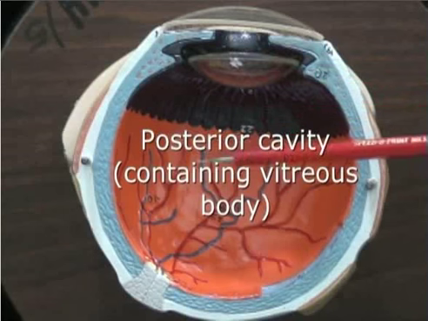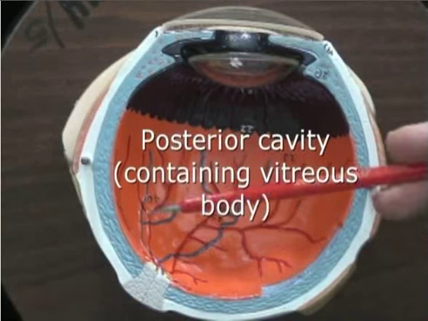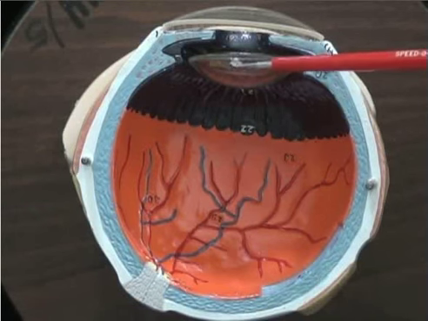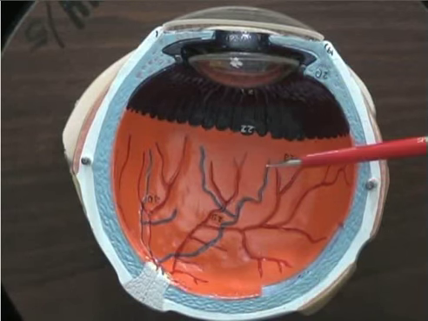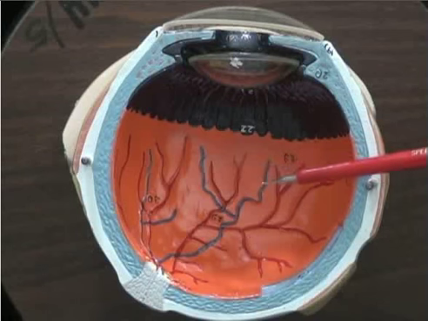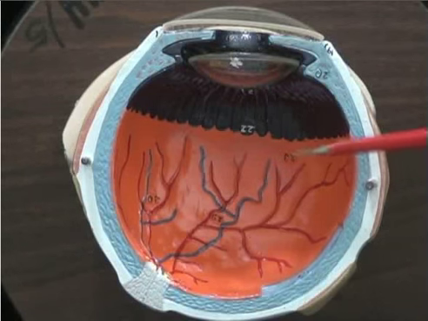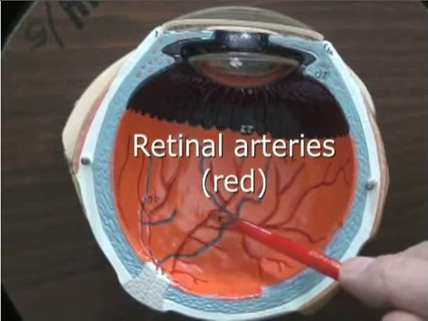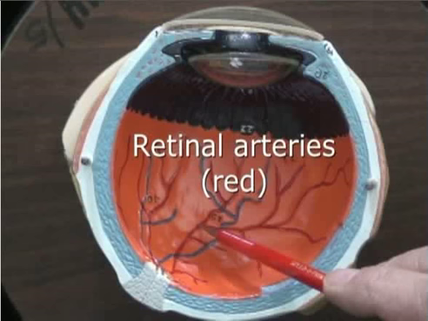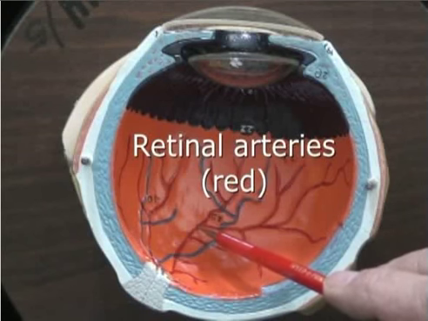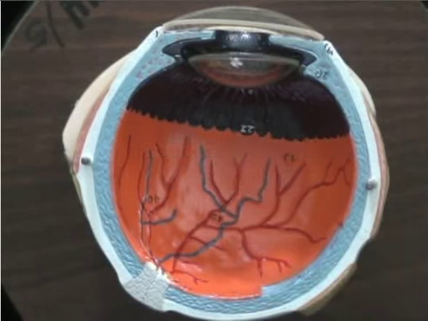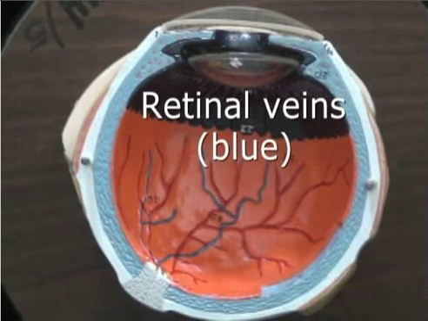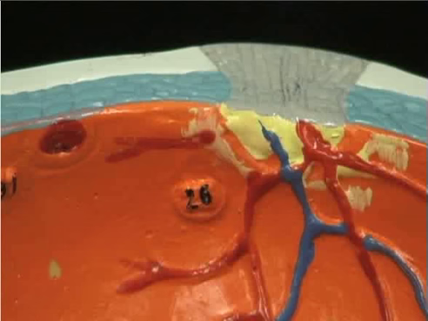The eye is mainly fluid contained in cavities. This would be the posterior cavity, starting at the lens and going posteriorly, containing a very thick fluid called the vitreous body or vitreous humor. The pointer is in this cavity. The arteries there, circling to systemic vessels, would be the retinal arteries in red, and the blue there would be the retinal veins, providing blood to and from the rods and cones.